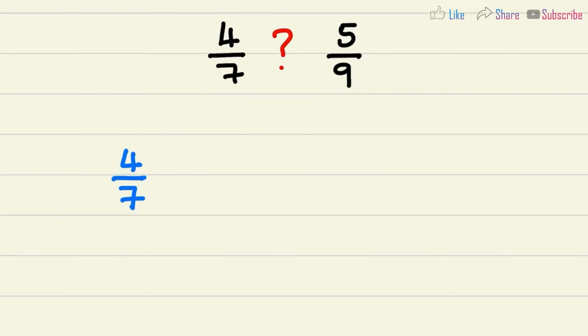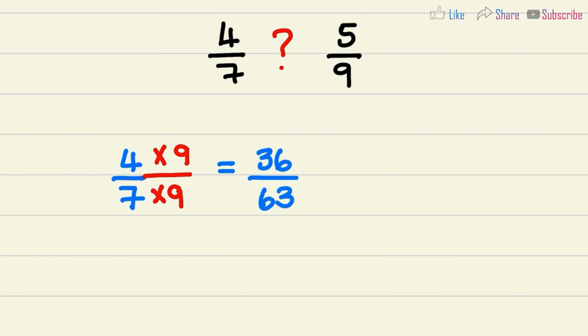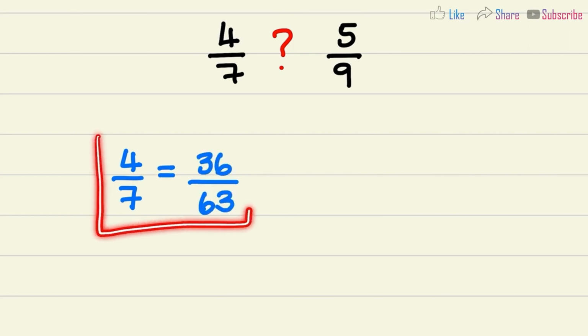So let's start with 4 over 7. To find the same denominator, I can simply multiply 7 with 9. So 7 times 9 in a denominator, and I apply the same calculation in a numerator. So that will be equal to 36 over 63. So 4 over 7 is equal to 36 over 63.